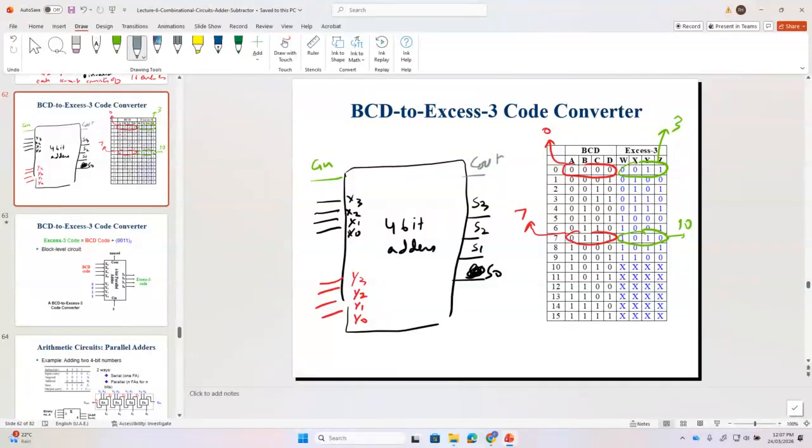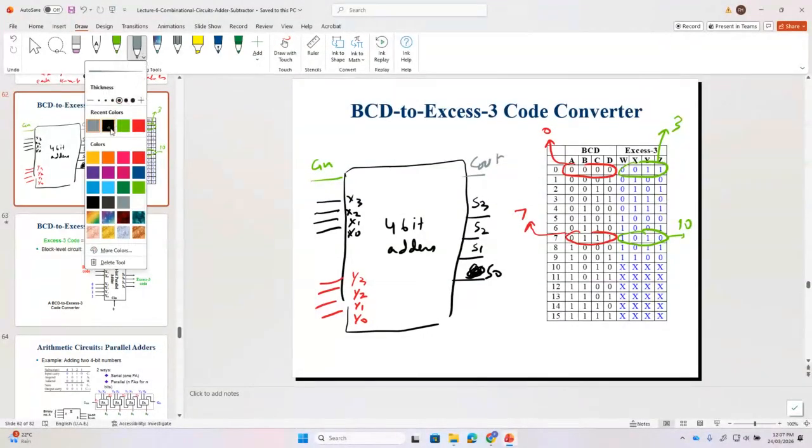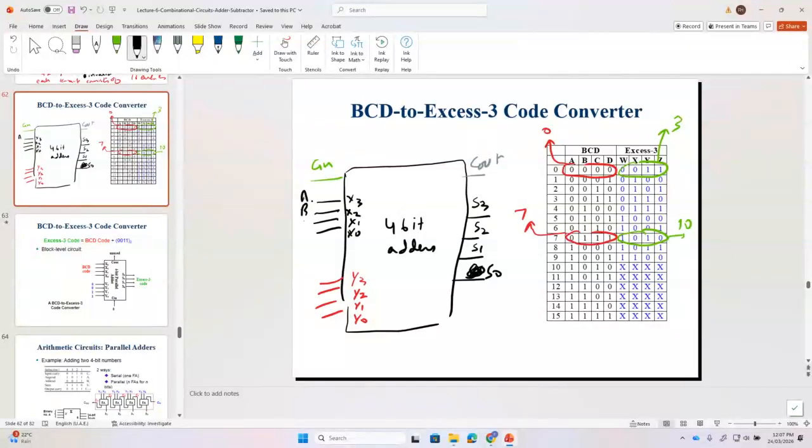Y is 3 in binary. Yes. So can you see X3, X2, X1, X0 is actually A, B, C, D. This is my A, B, C, D, which is a BCD code. And what are we adding to it? We are adding 3 to it. Plus 3.